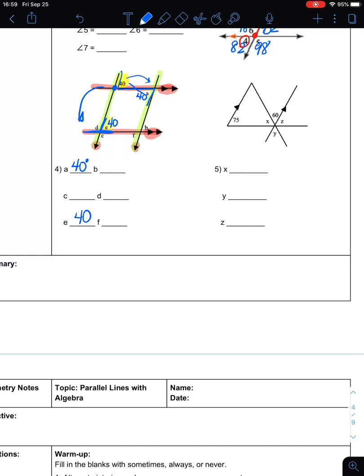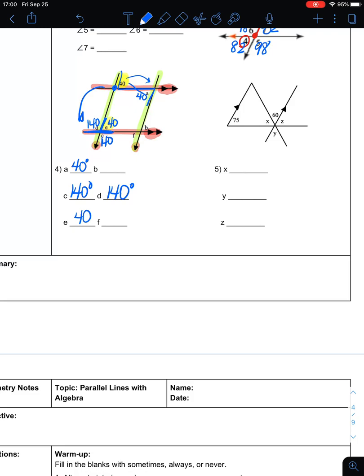D is a linear pair with E. Right here, I've got my linear pair. And so D is 140 degrees. C is also 140 degrees because it's vertical, or it's a linear pair with 40.